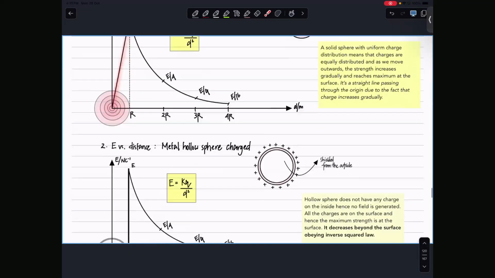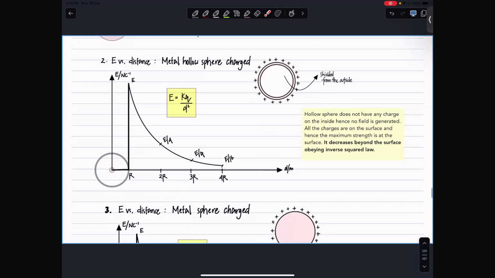I have added some notes here. I'll let you copy if you want. Did you copy the graphs last class? Yes.